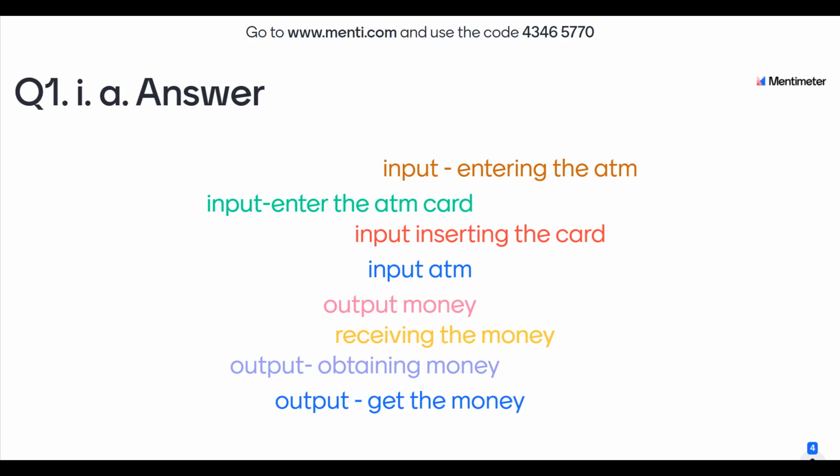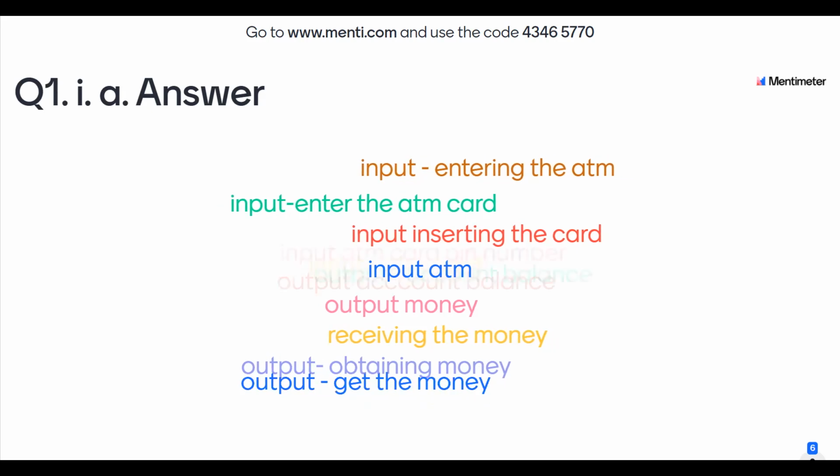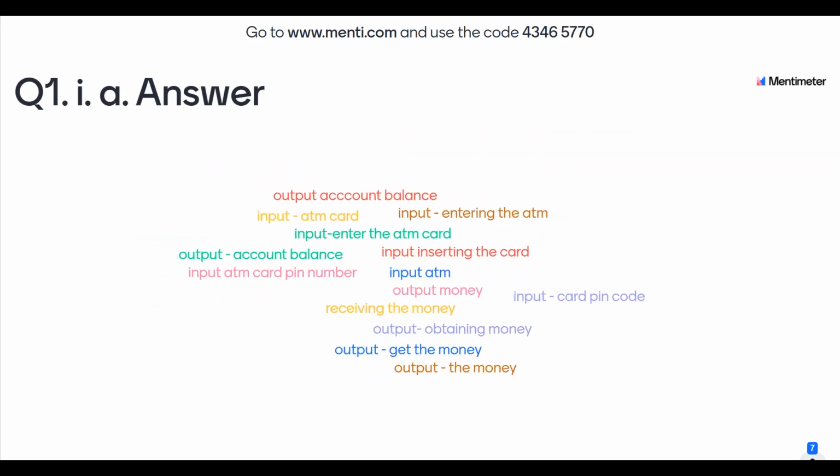Okay, let's discuss the answer using the inputs. So the inputs: enter the ATM card, insert the ATM card, input ATM. Simply you can say input is ATM, isn't it? So that's the input. What is the output? Simply we can say money. That's all, right? So the input will be the ATM card, output will be the money. Okay, good. Let's move to the second one.